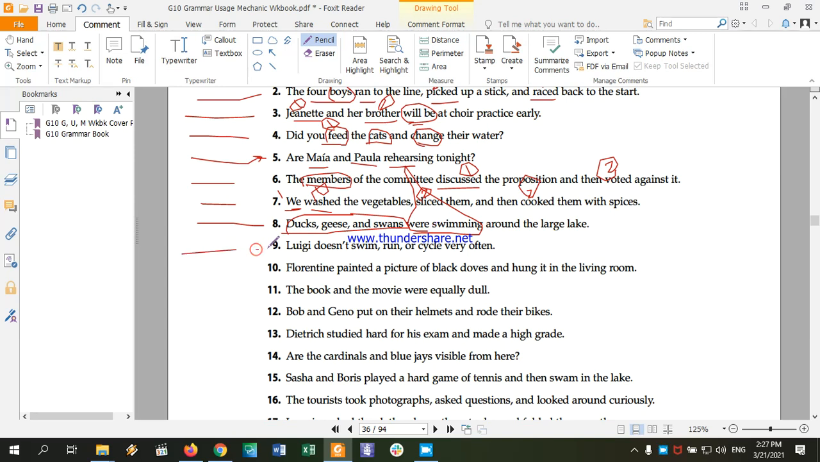Number nine. Luigi doesn't swim, run, or cycle very often. Luigi, this is our main subject, which is a simple subject. Doesn't swim, this is the first verb. Doesn't run, or doesn't cycle, this is clearly a compound verb.